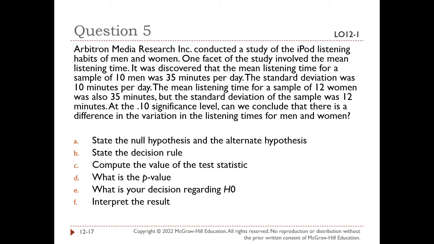Alright, state the null hypothesis and the alternative hypothesis. Well, of course, null is going to be the standard deviation squared of men equal to the standard deviation squared of the women. Alright. Okay, state the decision rule. Okay, so we have to figure out the decision rule. Which one will we use as a numerator and which one we're going to use as the denominator.